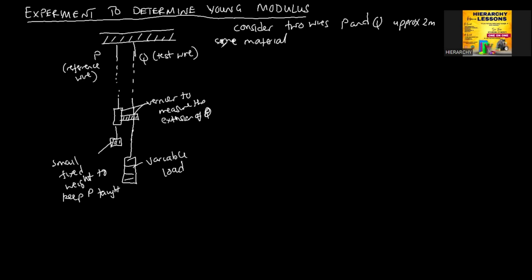So it's sort of like an experiment. We are loading the test wire Q up to 100 newtons in 5 newton steps, adding little by little weights. The wires are long and thin in order to obtain as large an extension as possible. That's a point to note.